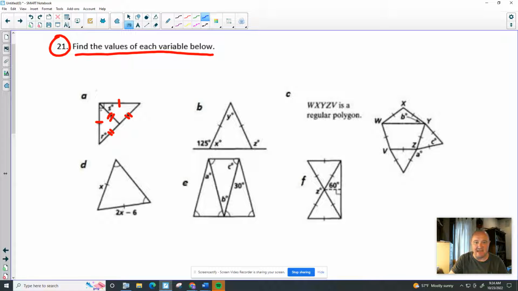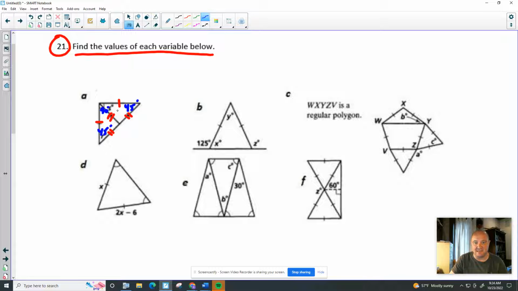So let's take a look at what we have here. This is a 90-degree angle. So if I focus on the larger triangle, and I notice that these are congruent, I know I've got 90 degrees to split between those two angles. So that tells me that both this and this are 45. Okay, so this is 90 and this is 45.